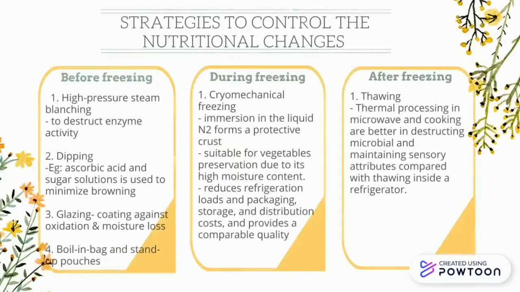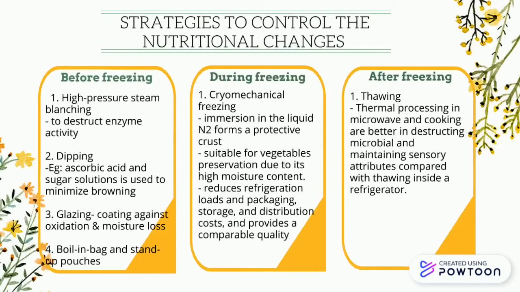These are the strategies to control the nutritional changes in frozen vegetables. So we can control it either before freezing, during freezing, or after freezing. Before freezing, we can do high pressure steam blanching. It is the pre-treatment used to disrupt enzyme activity.